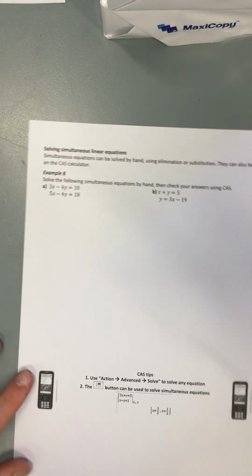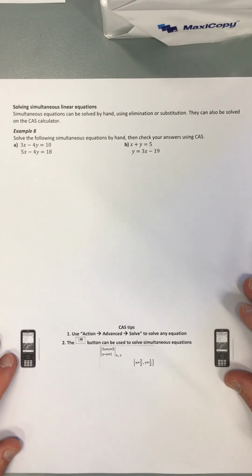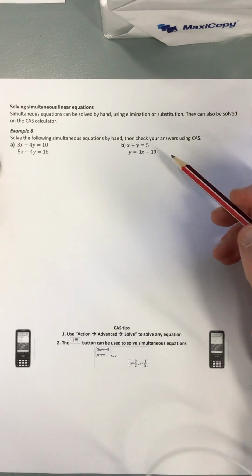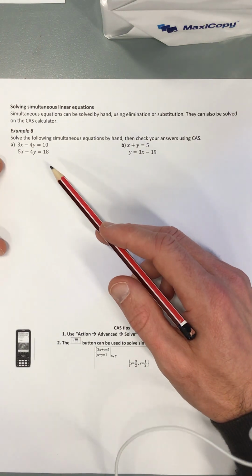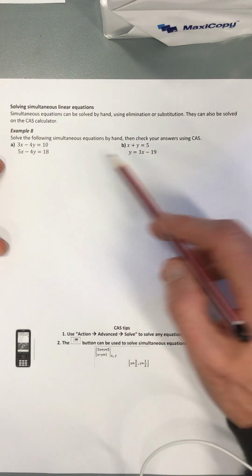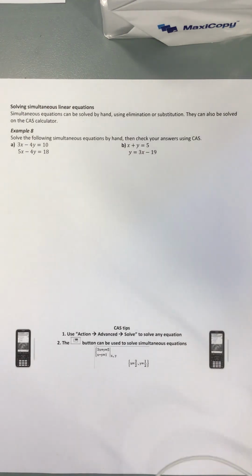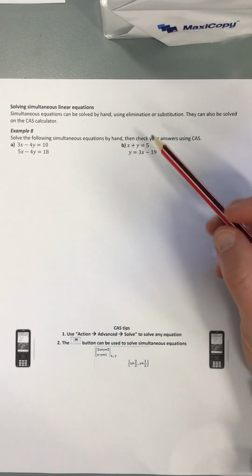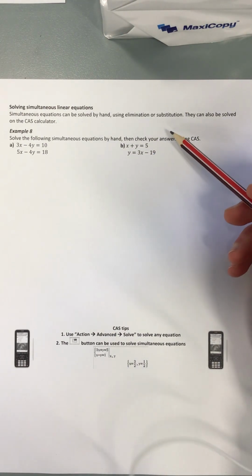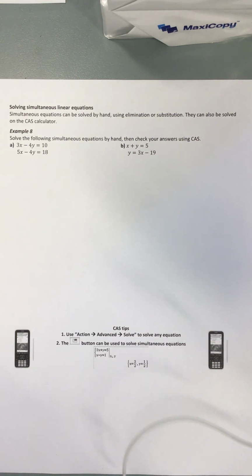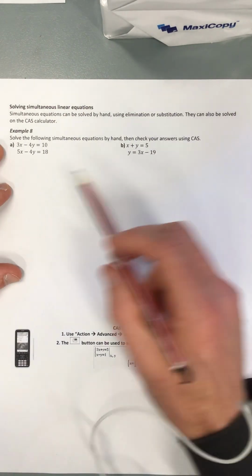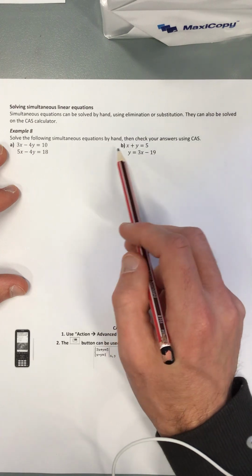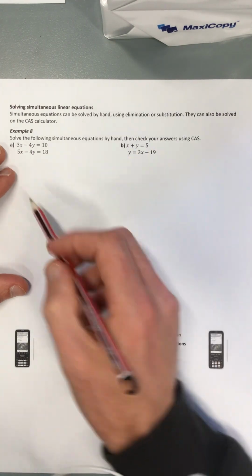And again, this is something you've learned before, but it's important to practice it and feel confident with it. So for example 8 here, we've got a couple of different simultaneous equations to solve. Basically, you've got 3 methods for solving simultaneous equations. The 2 manual methods are elimination and substitution. The easy way, if you're allowed to do it, is on a CAS calculator. So for example 8, solve the following simultaneous equations by hand, then check your answers using CAS.